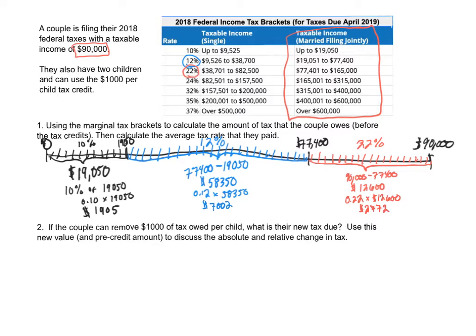So they need to pay $2,772 in tax. So their total amount of tax due, if we add all these numbers up, I'm going to add $1,905, $7,002, and $2,772. Let's see what we get. I got $11,679. So that's how much tax that they owe. They owe $11,679.